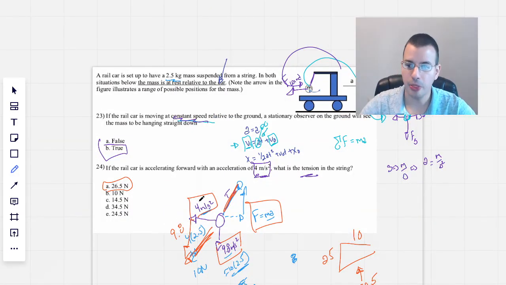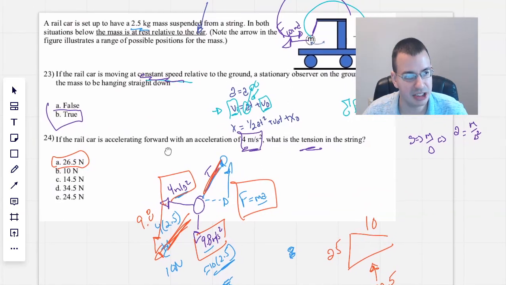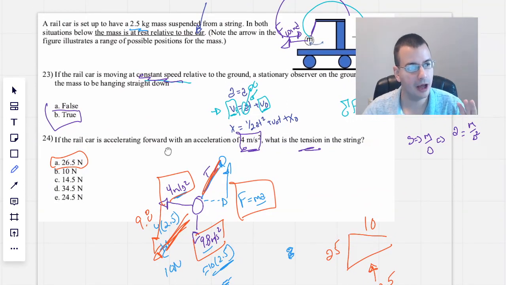So these kinds of problems can get fairly complicated. This one's a relatively simplified example, which is nice.